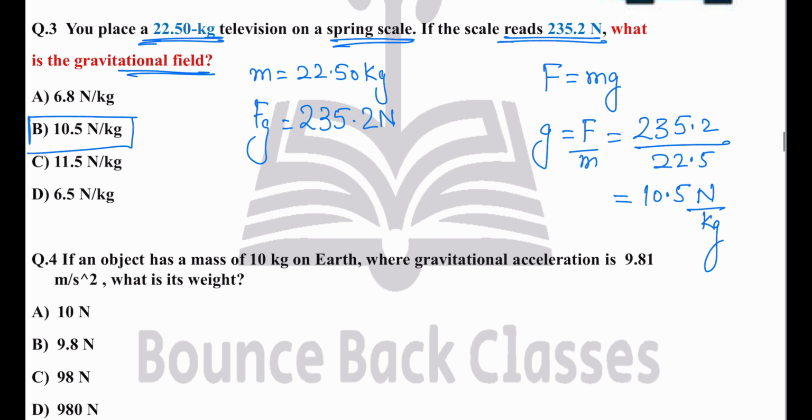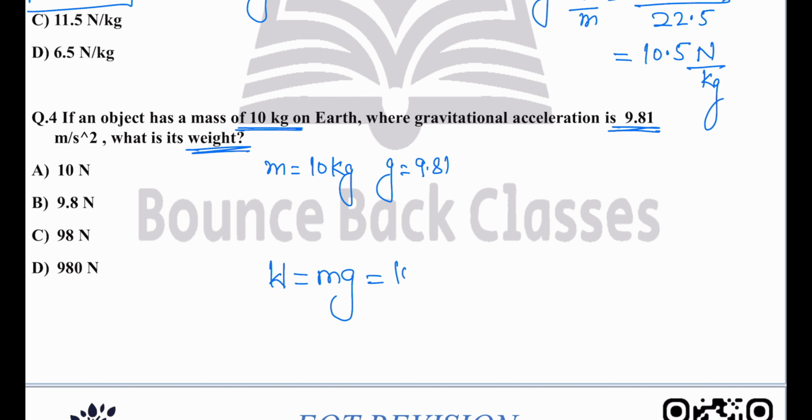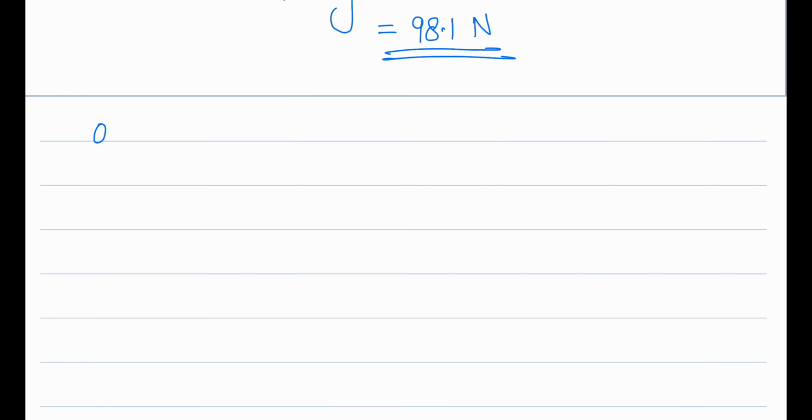Clear? Okay, next question. If an object has a mass of 10 kg and gravitational field g is equal to 9.81, what is the weight? Weight is easy. m times g, 10 times 9.81. So 98.1 Newton. So 98 Newton. Clear? Fine. Okay. Question 8.